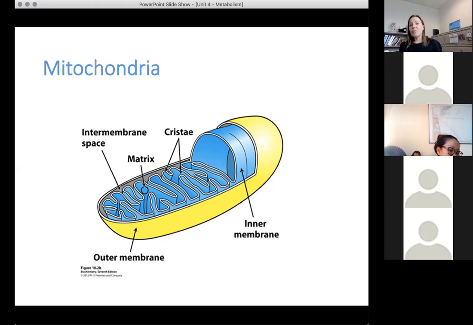So specifically where this process occurs, it's inside of this structure, but it's in the inner matrix, which is the fluid that's all the way in the middle here. So this process occurs within the inner matrix of mitochondria. So that's the fluid that's in the very center of that structure.